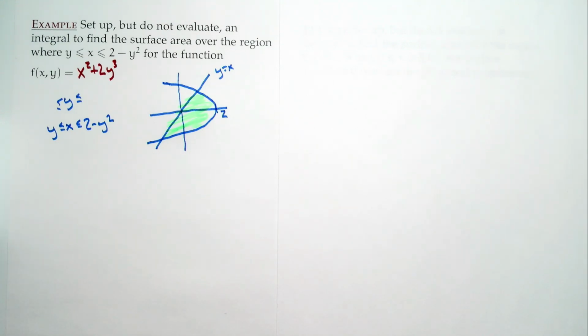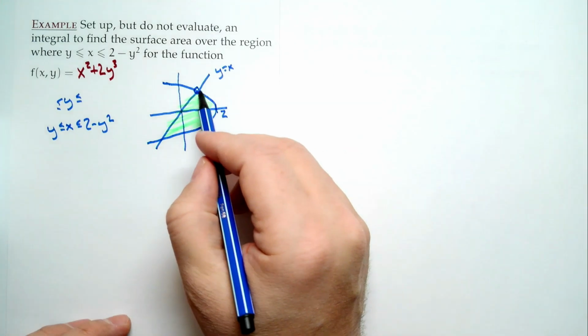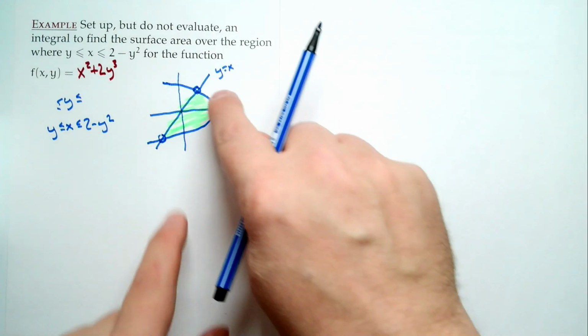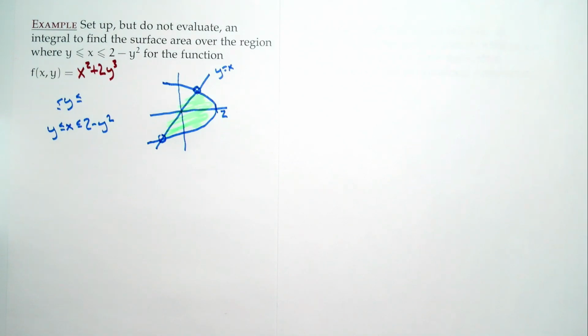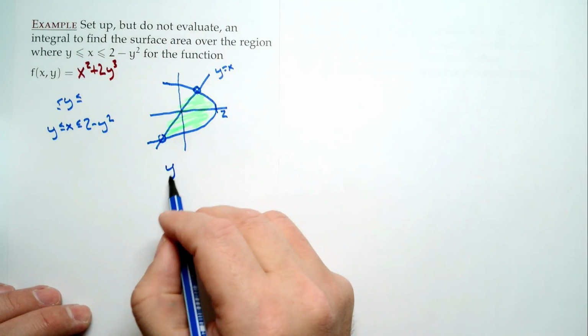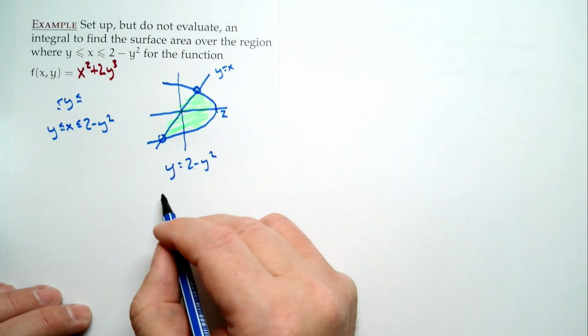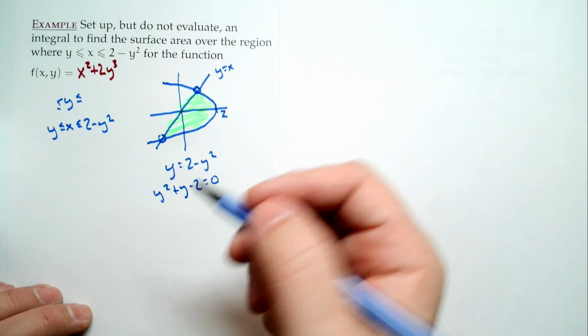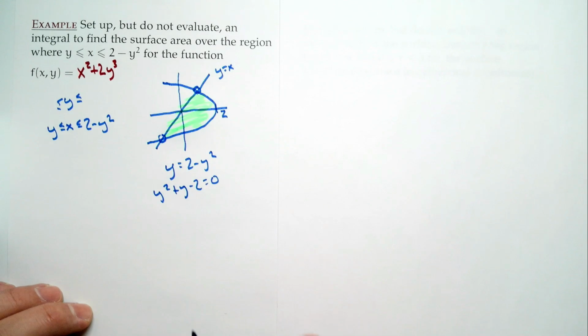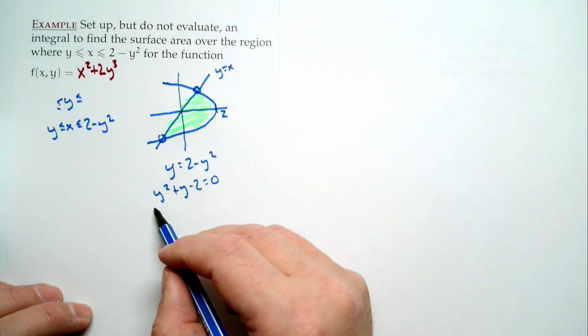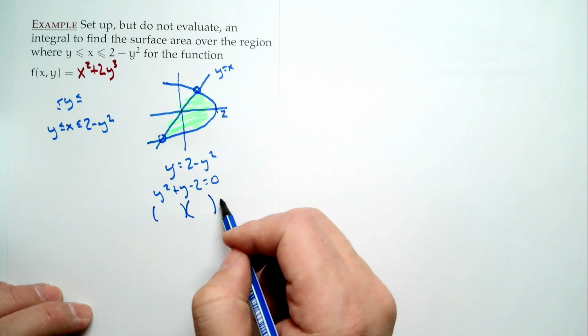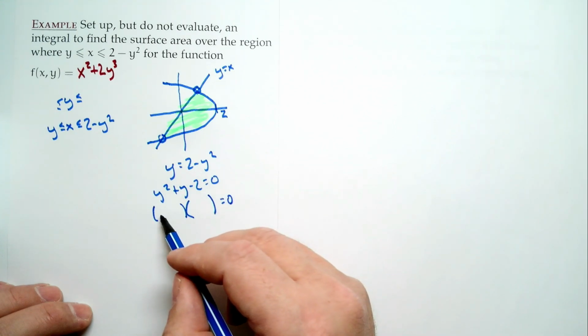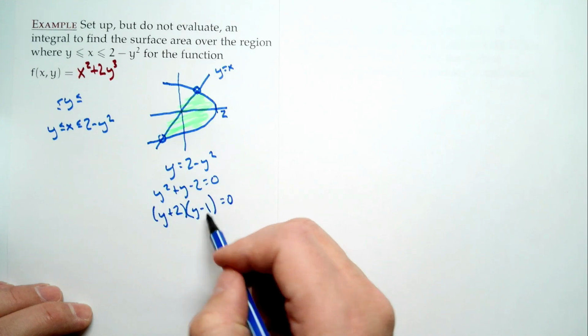So we have to figure out where y goes between. We need to figure out these points. How do you figure out where these points are? Intersections, yeah. So where does y equal 2 minus y squared? That's the same as asking where does y squared plus y minus 2 equal 0? And we hope it factors. Do you think it factors? Of course it factors. It's calc. Everything factors. Almost. y plus 2 and y minus 1.